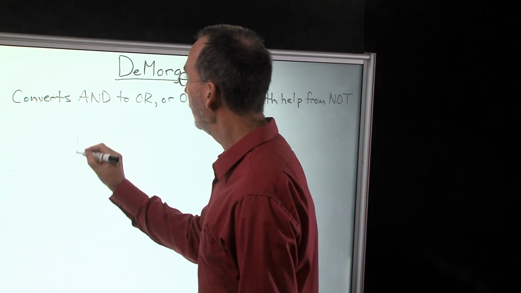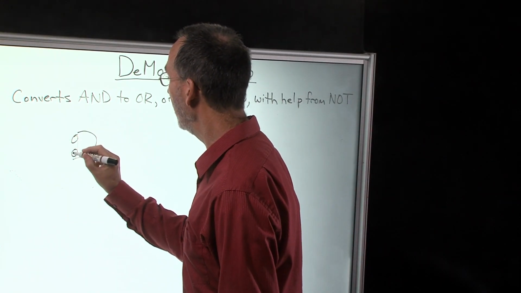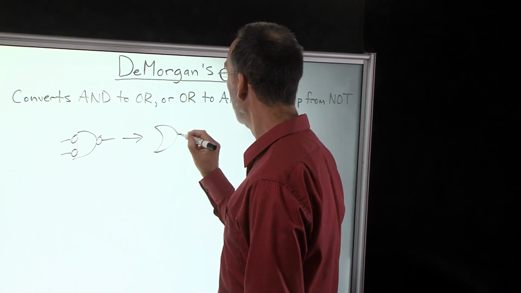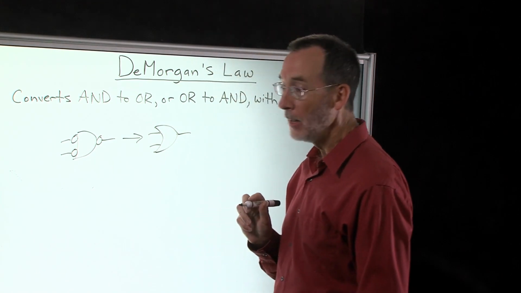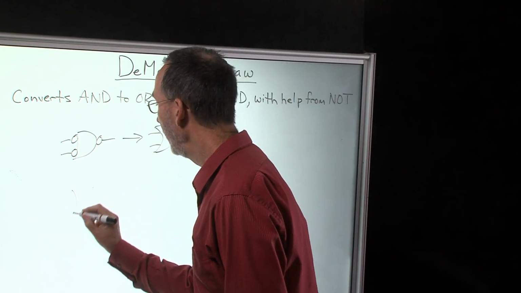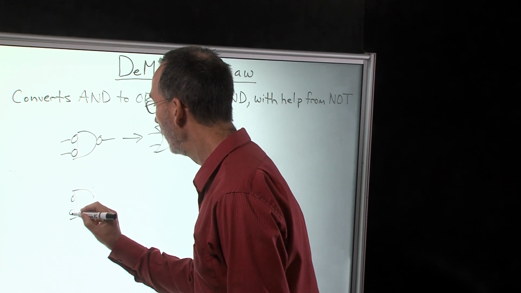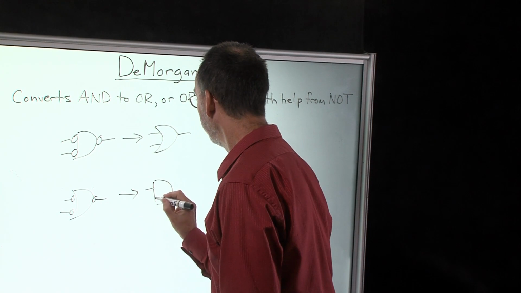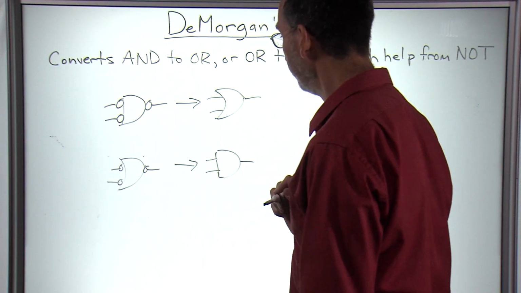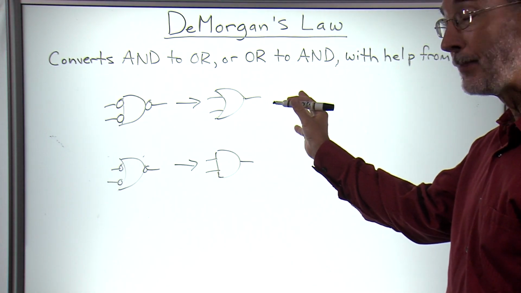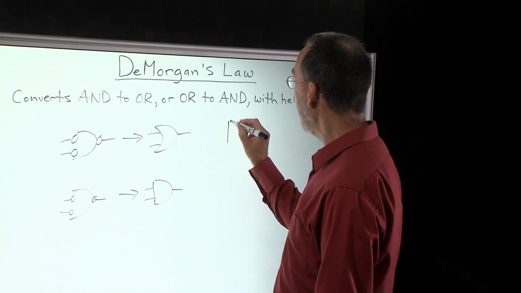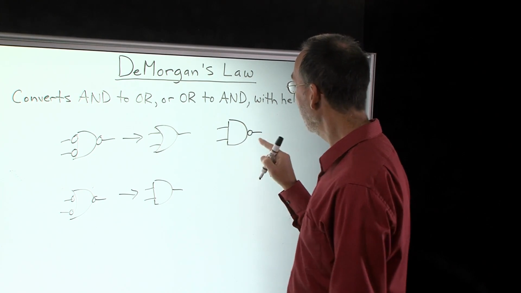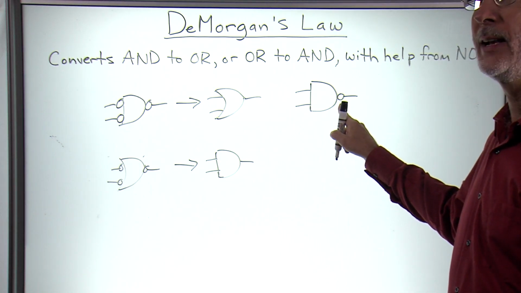So first, let's write down the two that we know. We have an AND gate with the inputs and the output inverted, and we said that's the same as an OR gate. And then we can take an OR, and we can invert the inputs and the output, and we say that that is an AND. Okay, so we're starting from these. Now, let's take this gate. We have an AND, and we put a bubble on the output, so you can think of this as an inverter, inverting the output of an AND.